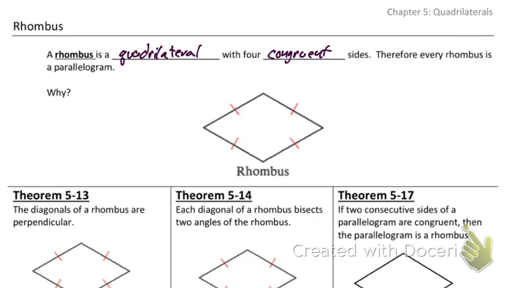What theorem says that if opposite sides of a quadrilateral are congruent, then you have a parallelogram? Theorem 5.4. And if you're not sure of that, look it up. Don't rest on the laurels of other people. Every time we talk about a proof or a theorem, you should look it up. But as long as you get your homework done. All right.